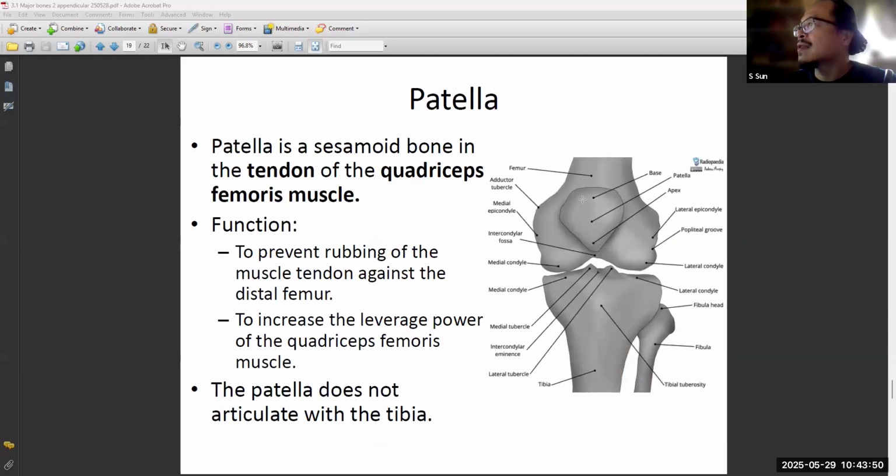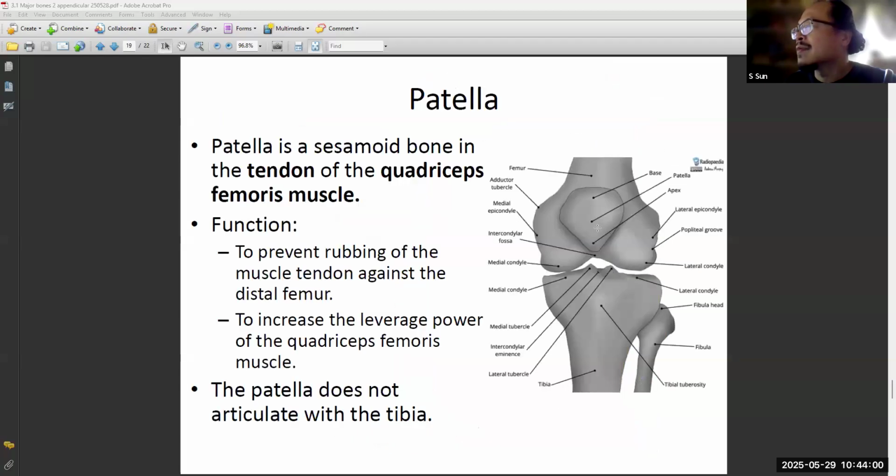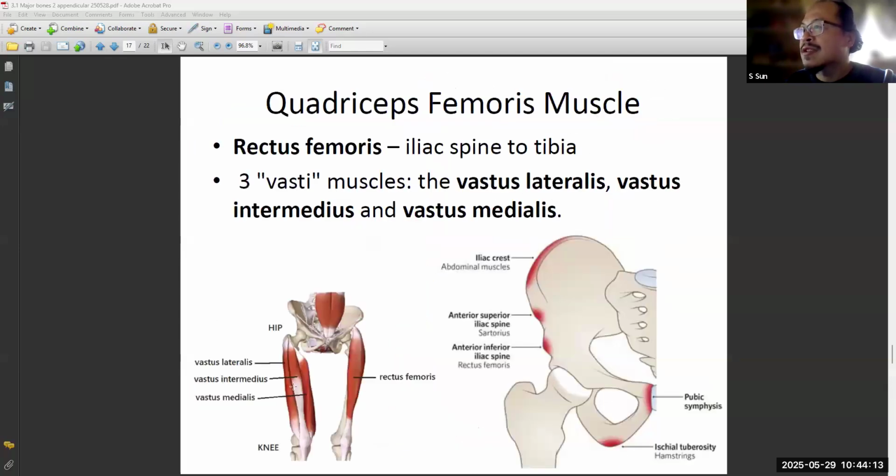Here is the patella. The patella sits on the patellar surface of the femur. Here, the patellar surface of the femur. So you can see that it will basically create some leverage for the quadriceps muscle right here, to control your leg. So right here, this is the quadriceps.